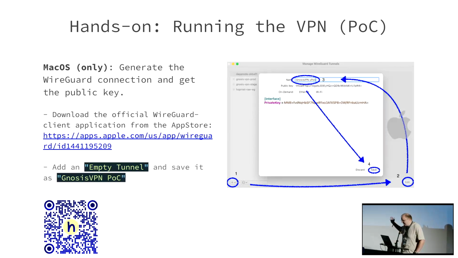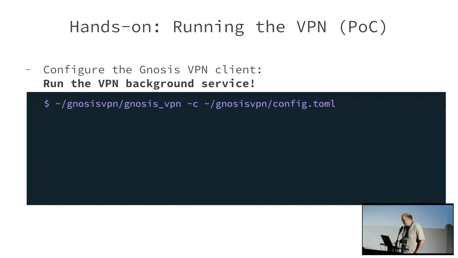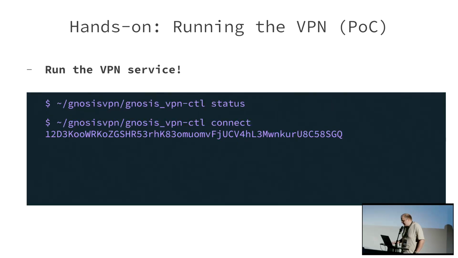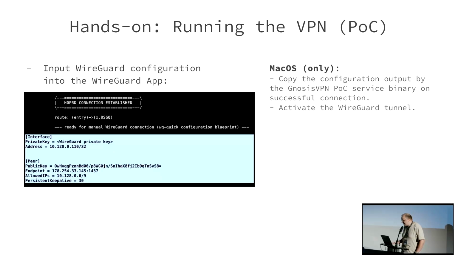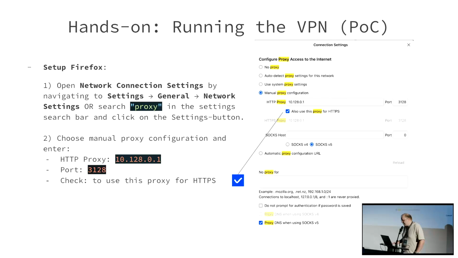Yeah, I basically went through these steps. So on macOS, the WireGuard setup was a little bit more involved. We started the service, we connected and copied the configuration. We configured our Firefox, and eventually we had a working connection.